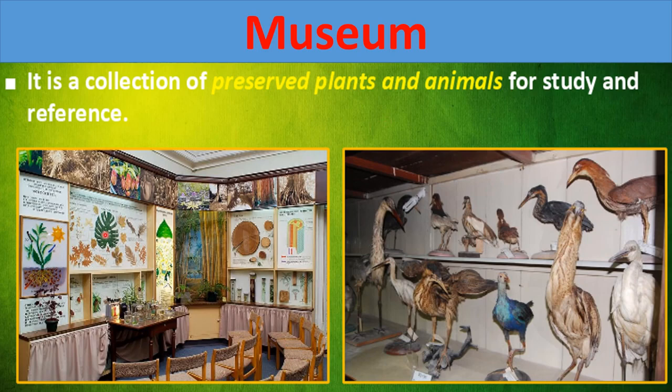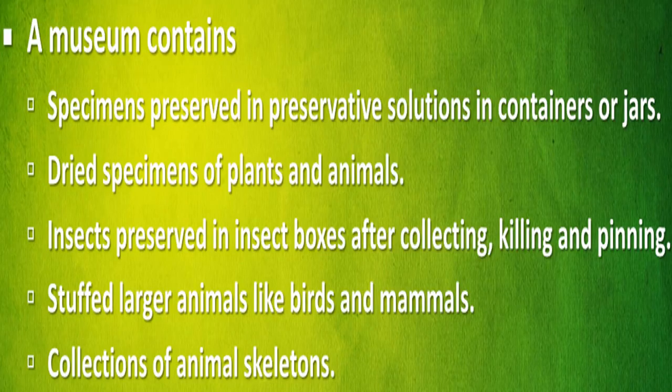Here you can see these are different plant samples which are preserved for the study purpose, and these are different birds which have been stuffed from inside, and these are for the study purpose inside the museum. A museum contains specimens preserved in preservative solution in containers or jars. So there are different ways to preserve different animals inside the museum.